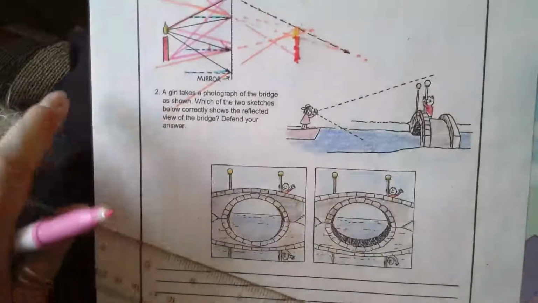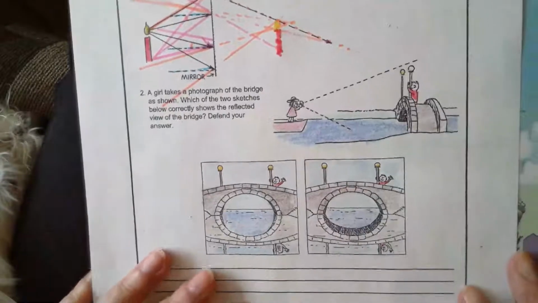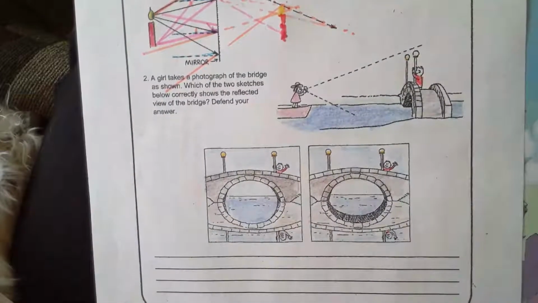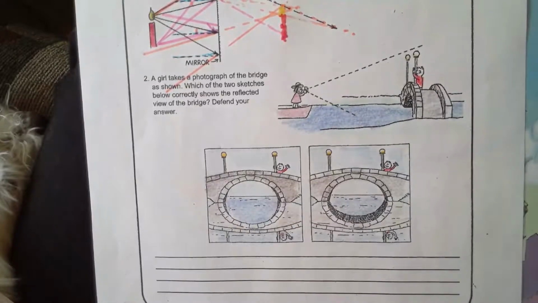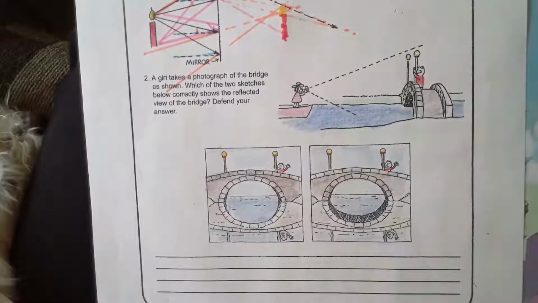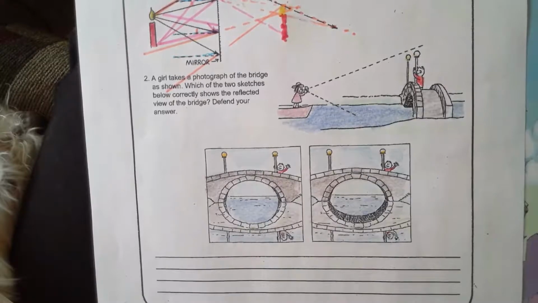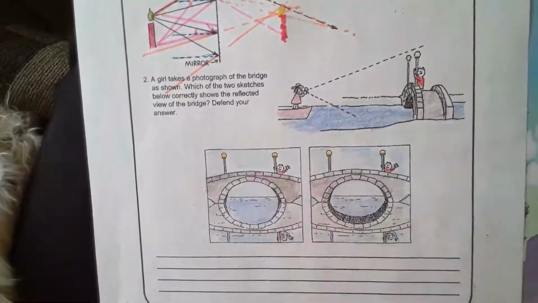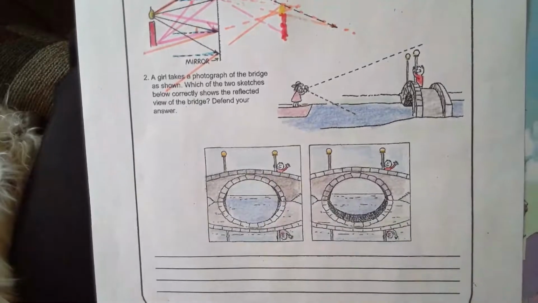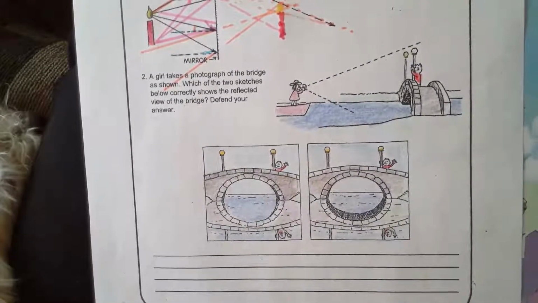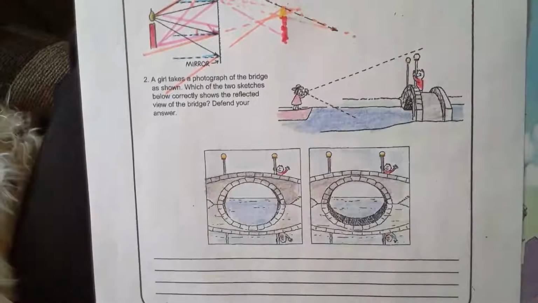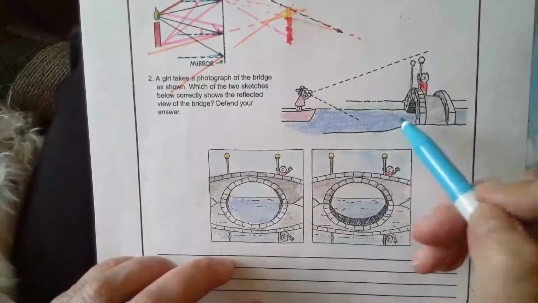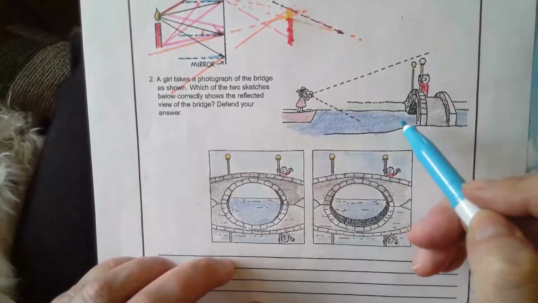This one's a little bit harder. This one's a little bit trickier. So we've got a girl taking a photograph on a bridge. What is happening? Well, she's standing on a boat in the river, so she is in the middle. She's facing the center of the bridge. And the question is, what does her camera see? We know that she's angled her camera so that she's catching both the sky and the water below.